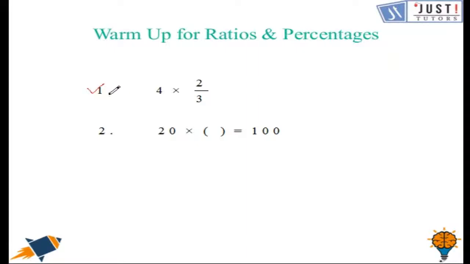So in question number 1, we have to multiply a whole number with a fraction. So what we can do is just multiply the whole number with the numerator. So 4 multiplied by 2 is 8. Denominator stays the same. This is an improper fraction, so it will turn to a mixed fraction, that is 2 whole and 2/3. Here we know we have to find what multiplies by 20 is 100. So we know our times table of 20, that is 20 times 5 is 100. So answer will be 5.